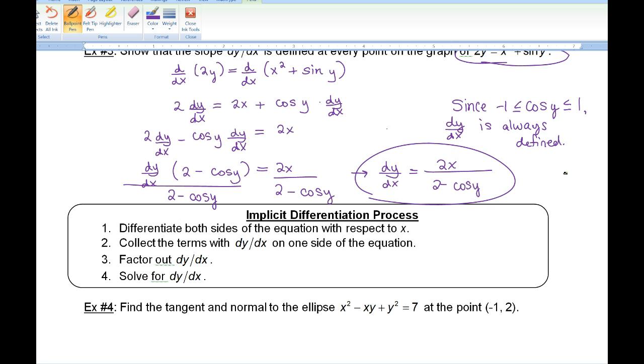Okay, so here I just kind of summarized what we did. Step 1 was differentiate both sides with respect to x. Collect the terms of dy dx on one side. Factor out dy dx and then solve. So factor it out, and then when it says solve, usually that means just divide.